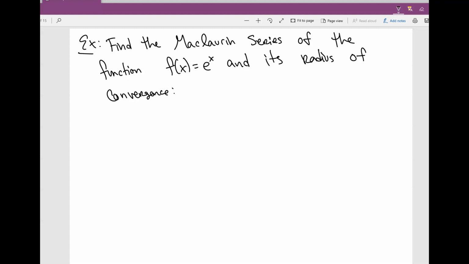So let's do some videos using Maclaurin and Taylor series. So here we want to find the Maclaurin series of the function f of x equals e to the x and its radius of convergence. So let's first start off by writing out the Maclaurin series.